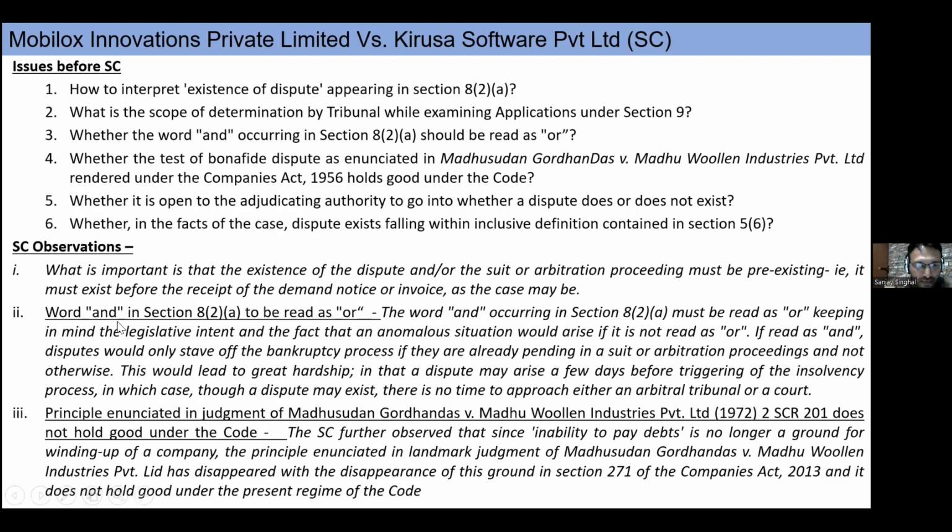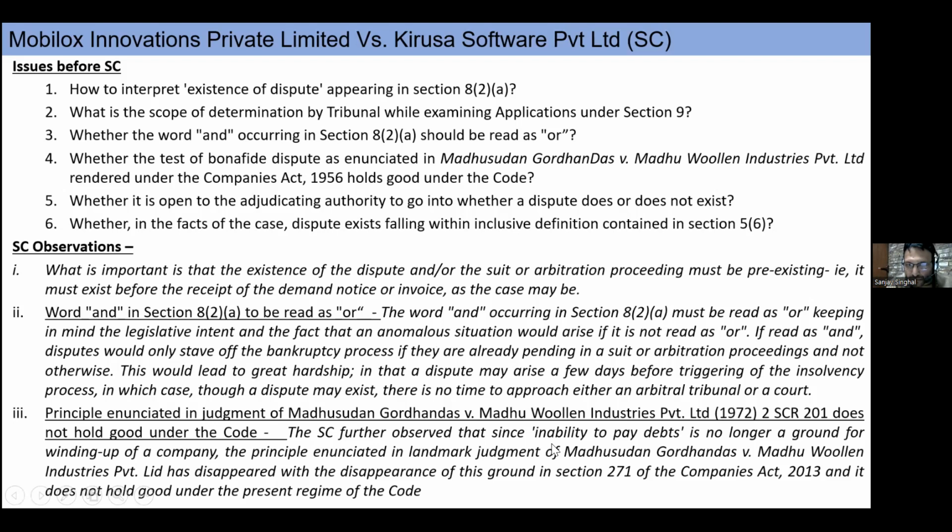And second is the word "and" or "or". So the Supreme Court upheld that the word "and" has to be read as "or", keeping in mind the legislative intent and the fact that an anomalous situation would arise if it is not read as "or". Otherwise, what will happen is that when the case is filed, the dispute has to go to legal proceeding first, then the application can be filed under section 8 or 9. Because if we read "and" as "and" and not "or", then an anomalous situation would arise. So this was the observation of the Supreme Court.